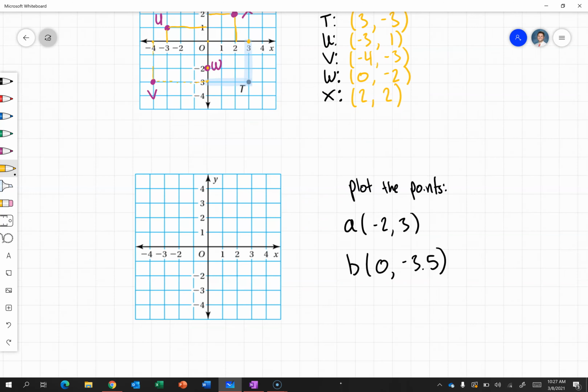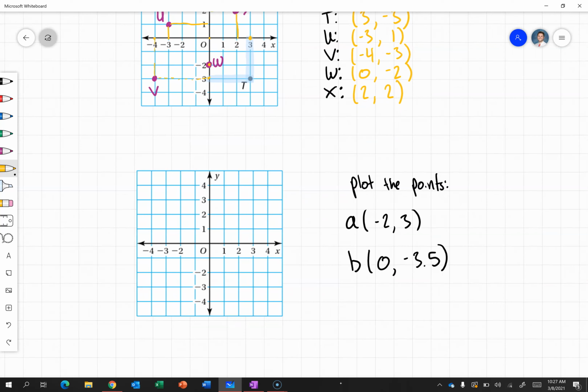Okay, finally, we can look at plotting points. So this first one, I want to plot point A at negative 2, 3. I'm going to find negative 2 on the x-axis. That's here, and I'll create a line with my highlighter. And positive 3 on the y-axis, that's here, and I can create a line. Now, where those two lines intersect, that's where my point goes.